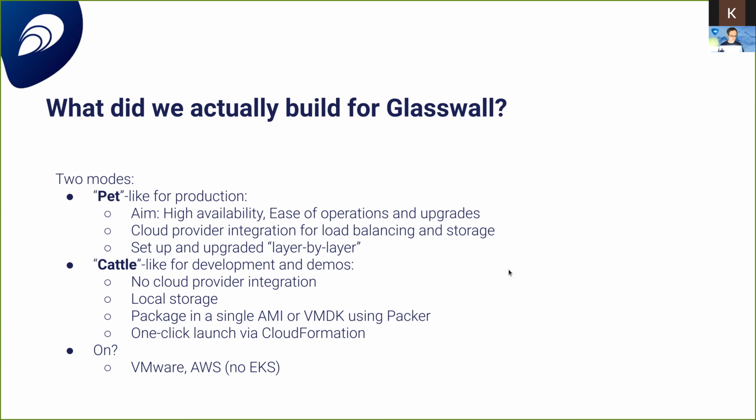And then we also had a cattle-like deployment. This was very useful for development and for demos. In this case, it was more effective to just not have any cloud provider integration, to just use local storage. And then we basically ended up packaging everything as a single Amazon machine image or as a single vSphere VMDK virtual machine disk image. And this was done using Packer. The final result is pretty much a one-click launch of the whole solution, including the Glasswall application on top of it, via CloudFormation. And we did that, like I said, both on VMware and on AWS. Due to certain limitations in the Amazon Kubernetes service, we chose to deploy directly on Amazon virtual machines and not on the managed Kubernetes solution.